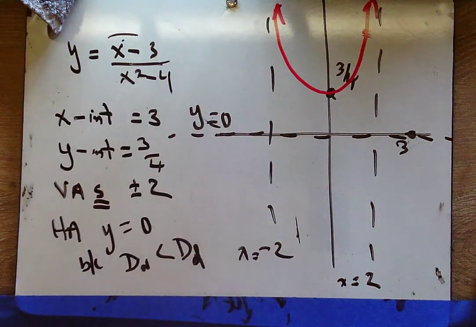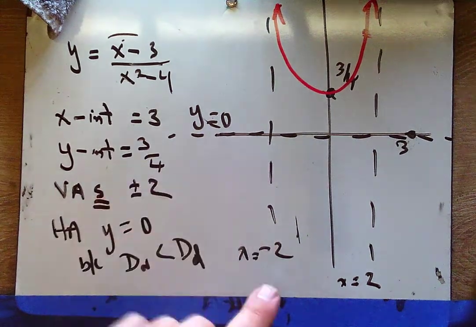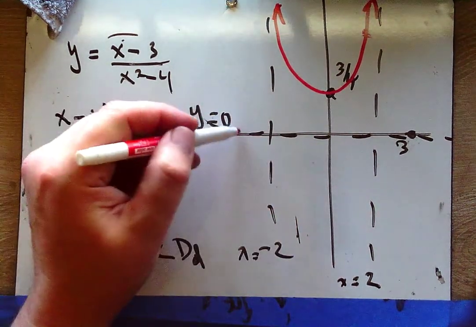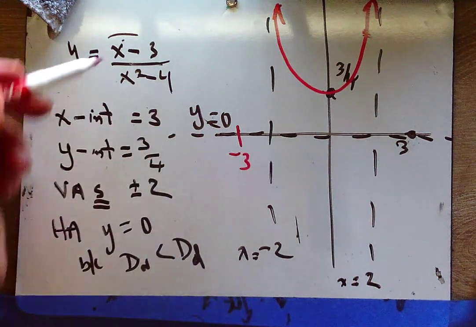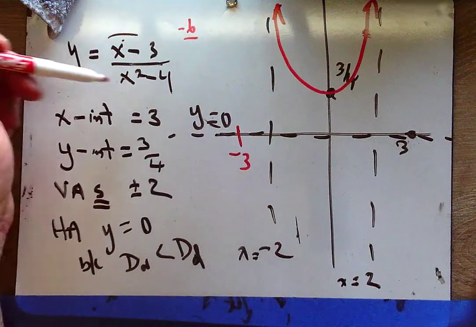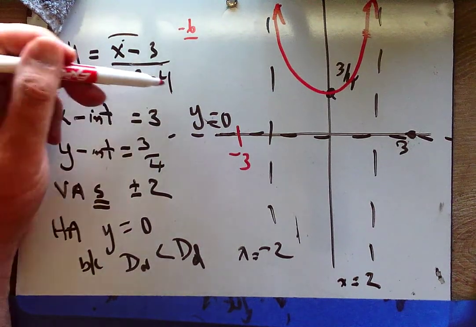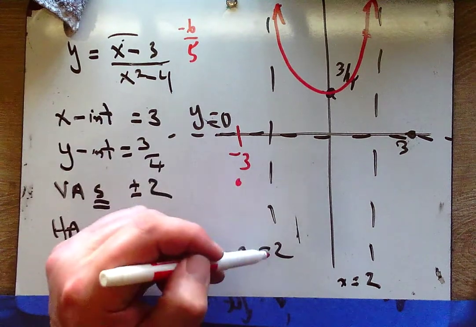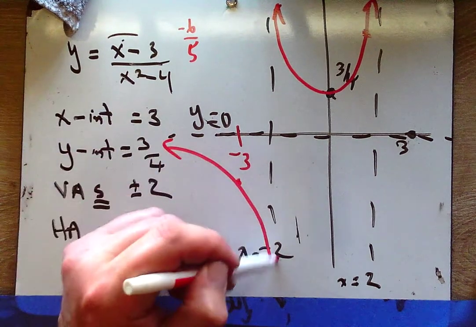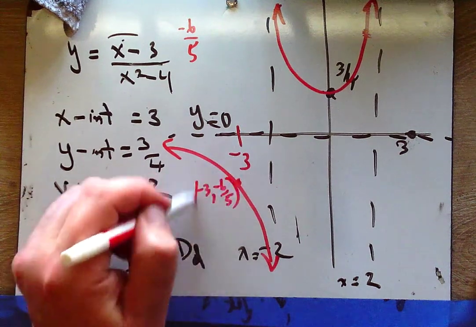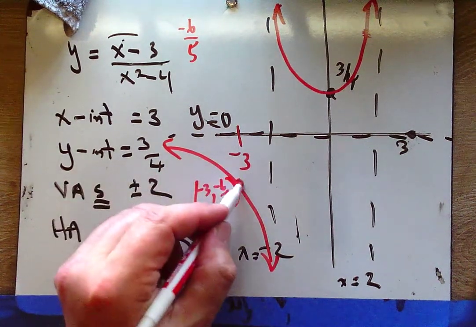Okay. Now, what about over here? This is x equals -2. So I want something to the left of -2, -3. I'm going to have -3 minus 3, or -6, on top. -3 times -3 is 9. 9 minus 4 is 5. So I get -6 fifths. -3, -6 fifths is that.